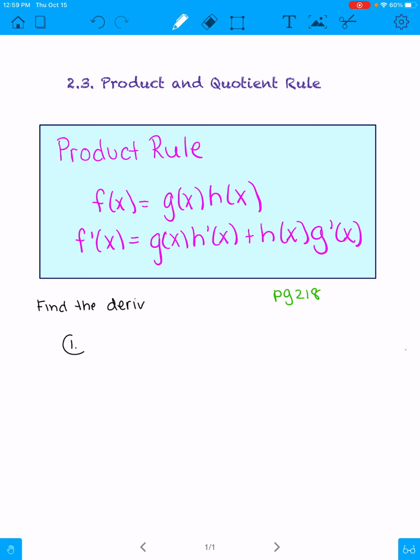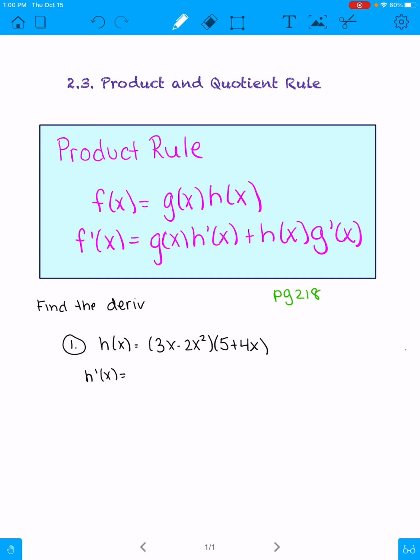So for number one, you have h of x equals the quantity 3x minus 2x squared, multiplied by 5 plus 4x. There are two different ways you could do this particular problem. You can multiply it out, FOIL it out like we did last week, and then take your derivative, or you can start by using the product rule, which is how I'm going to show you first.